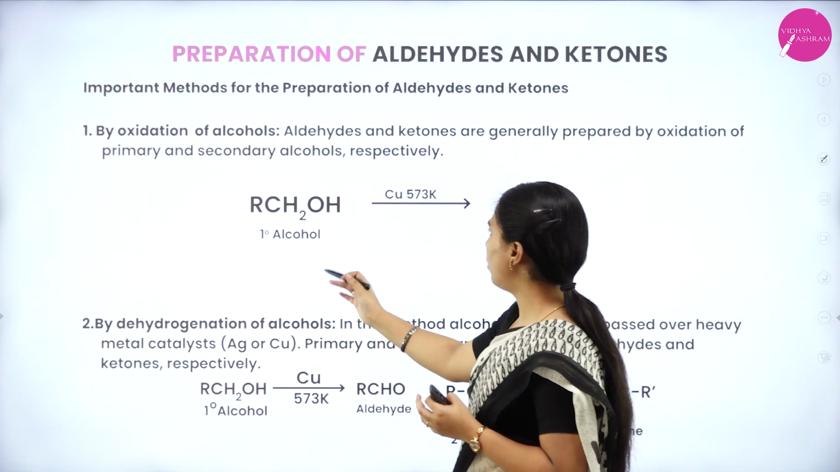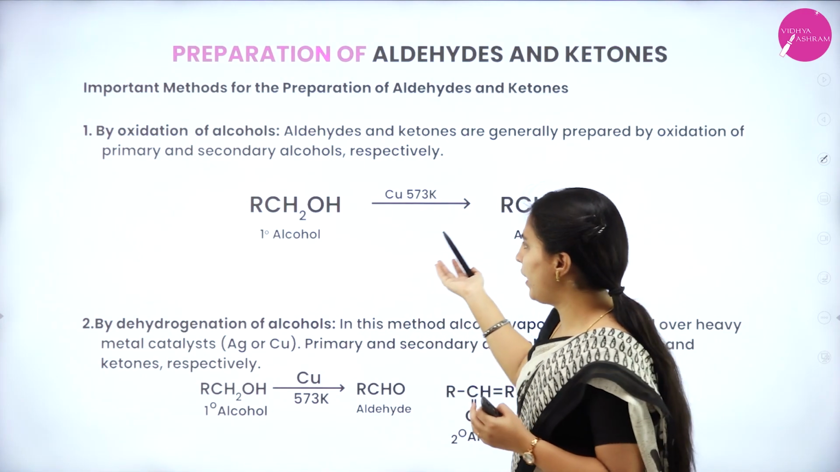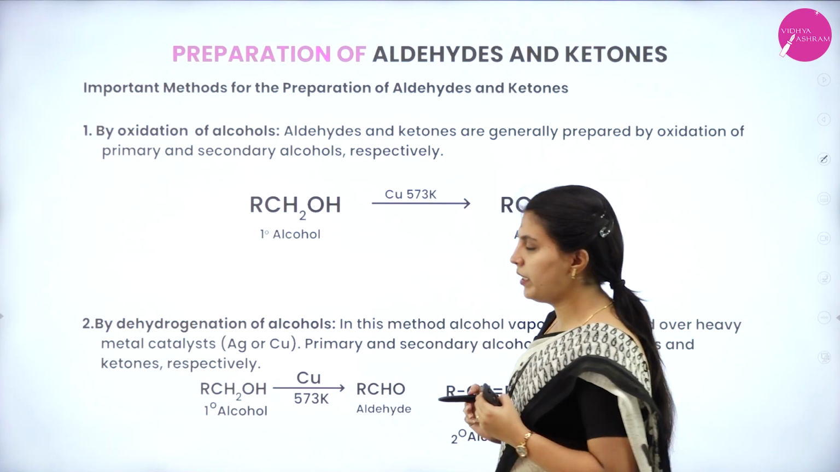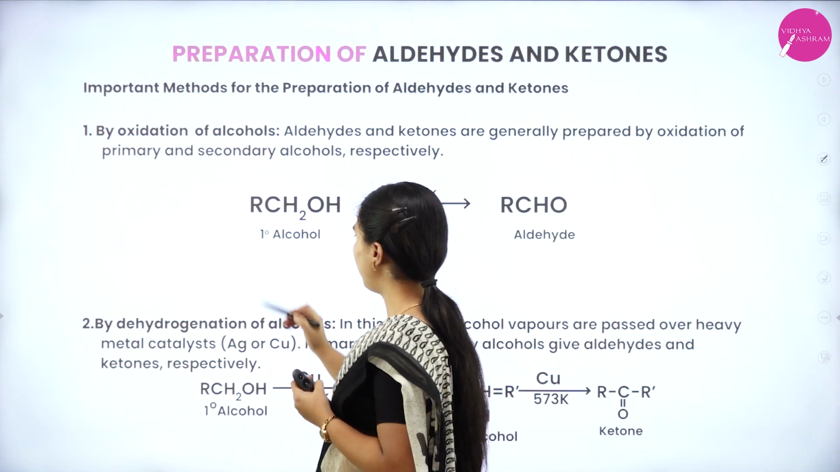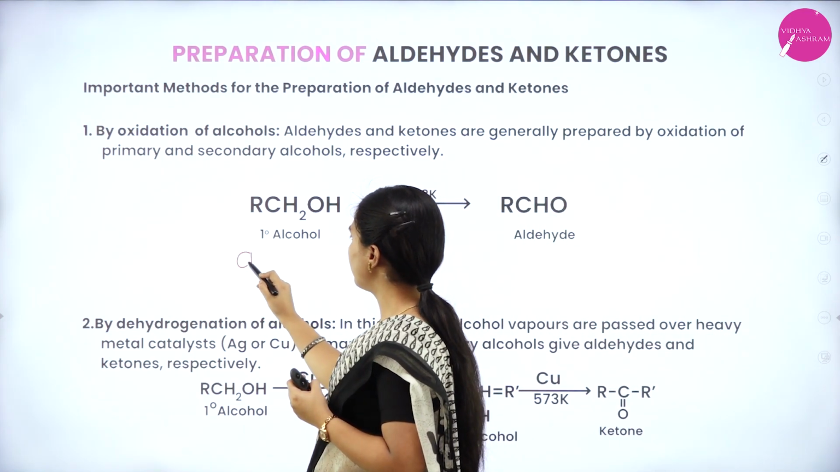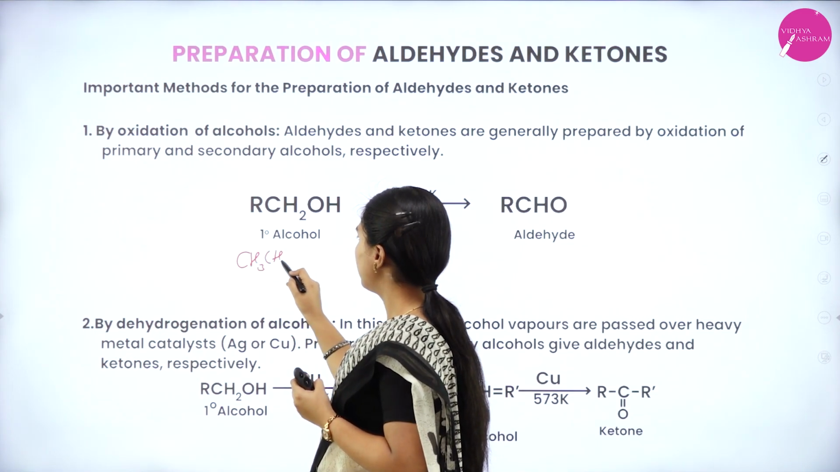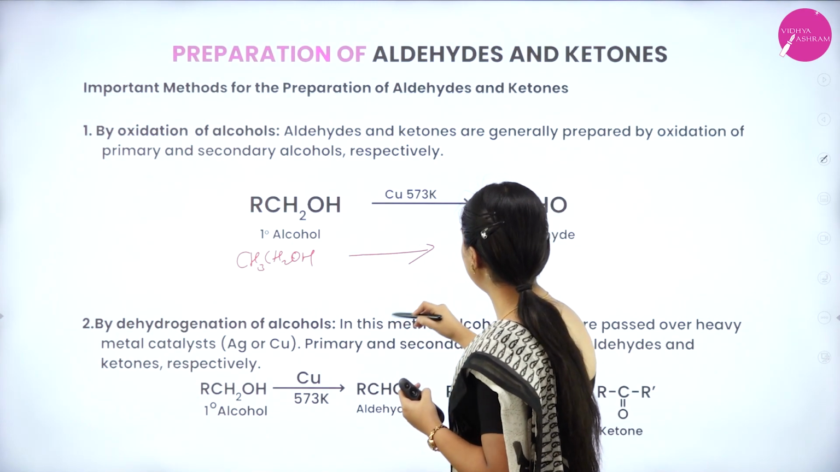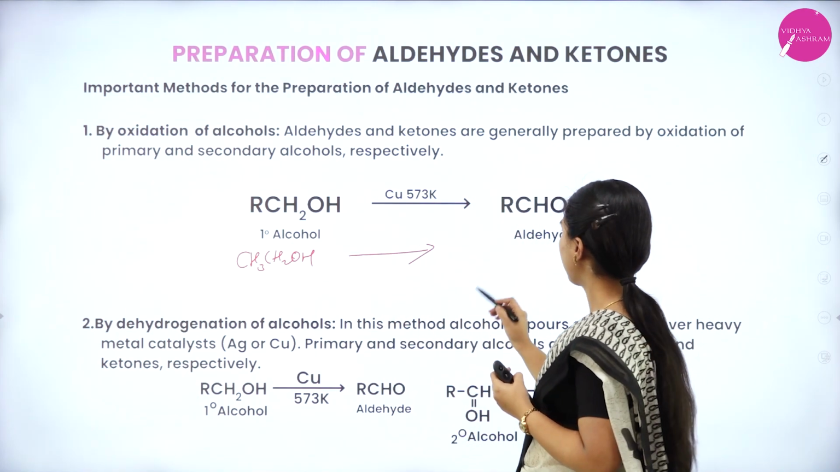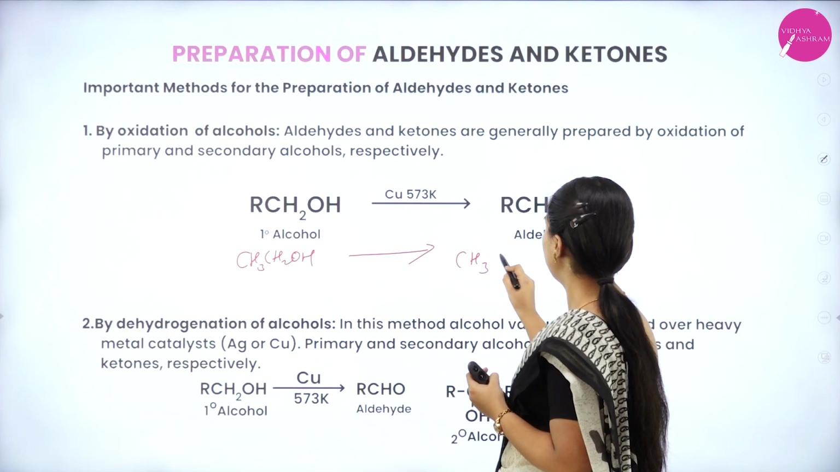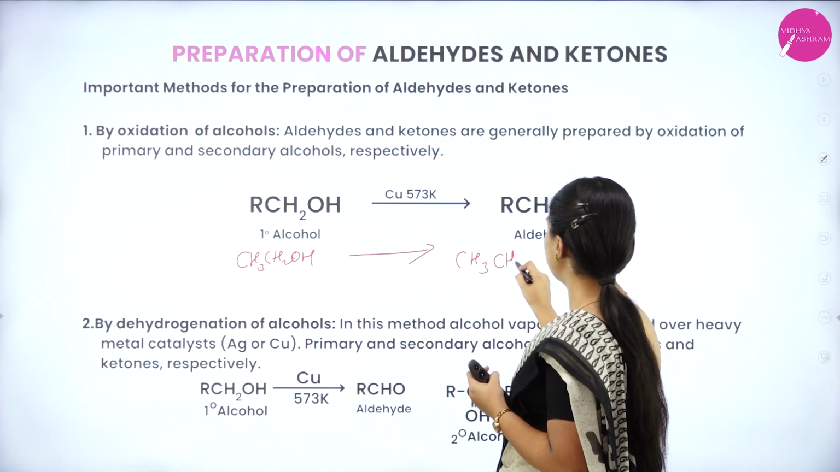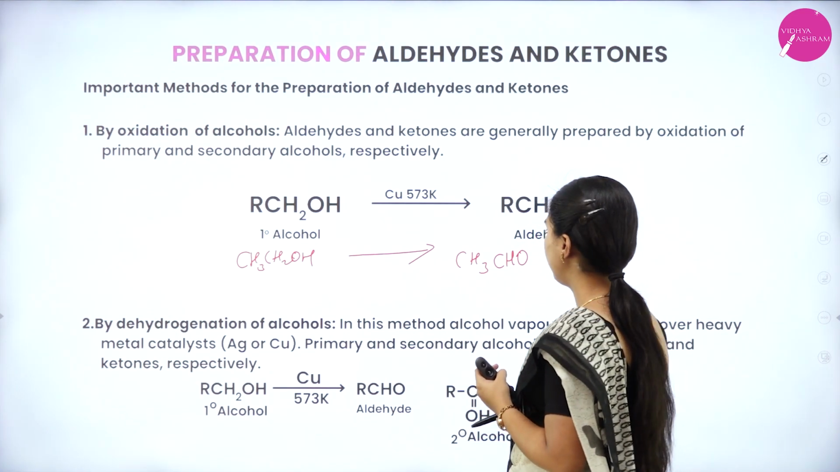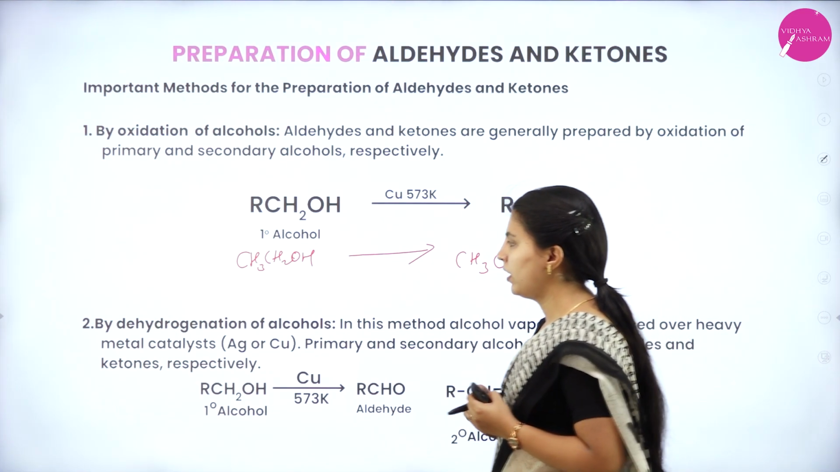This is a primary alcohol. When it is treated with copper at 573 Kelvin, it will form an aldehyde. Okay. You can take as an example R as CH3 also, CH3CH2OH. Same with the copper catalyst, it will form CH3CHO. Okay, it will form acetaldehyde.